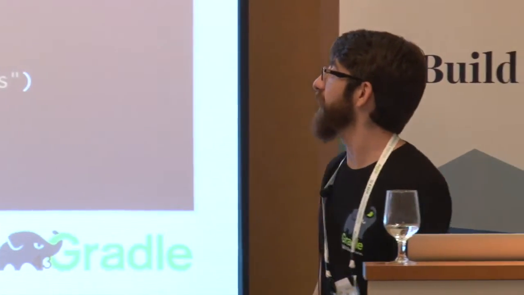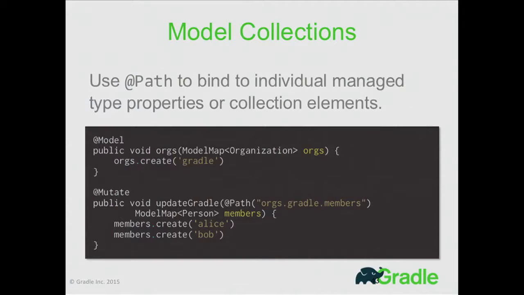So now one of the cool things is I can actually specify as an input to a rule a particular item of that collection. I can actually say, okay, I'm going to create a model map of organizations. I'm going to create an org called Gradle, right? In this case, I'm saying that the members property of the Gradle organization is my subject that I'm modifying, right? And you can do the exact same thing for inputs, right?